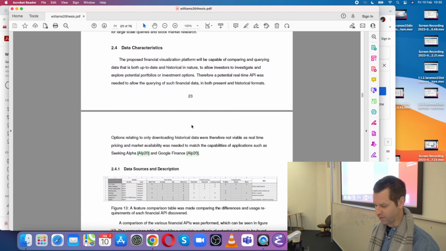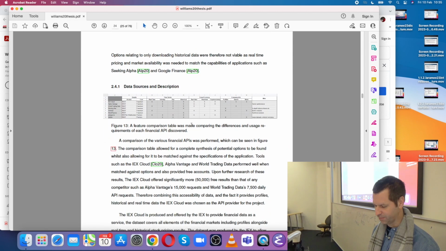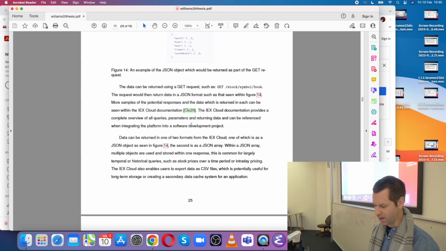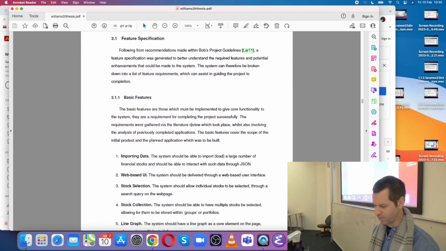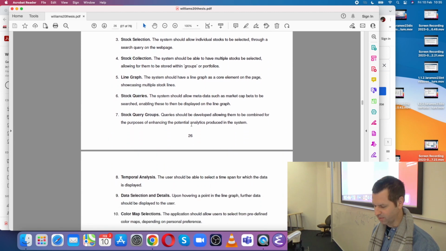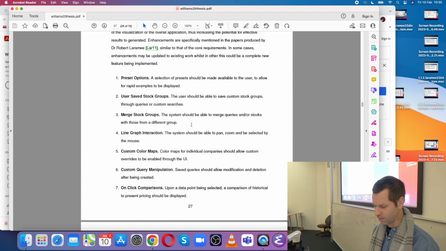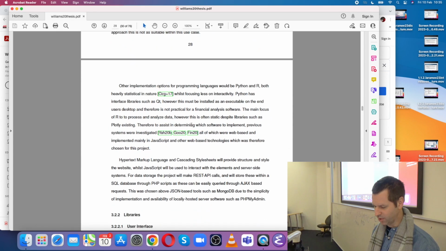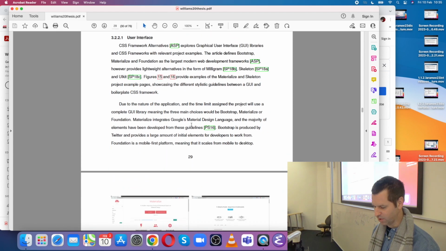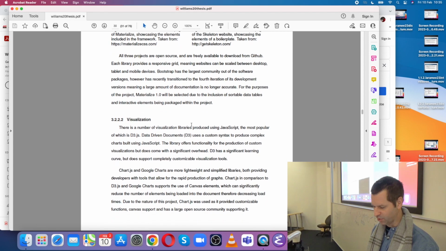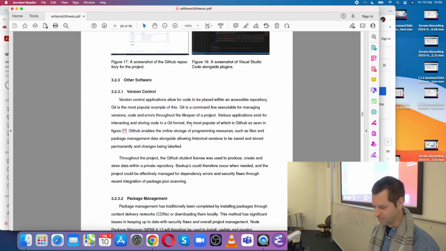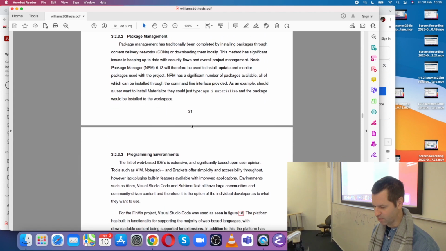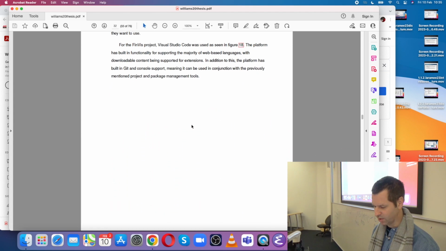A description of the data, how to access the data, this project specification broken down into basic features, enhancements, technology choices, programming languages, libraries used, the visualizations, version control is mentioned there, package management, programming environments are mentioned.